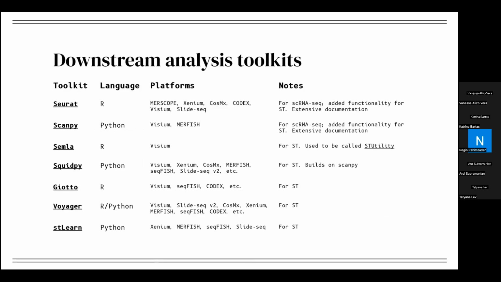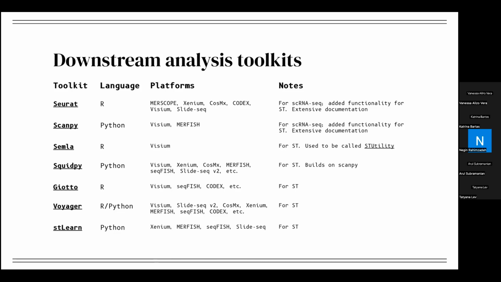So here are some toolkits that are currently available. The first two you've probably heard of if you have ever done single-cell RNA sequencing analysis. These are Seurat and ScanPy. They were originally made for single-cell RNA sequencing, but they've recently added functionality for spatial transcriptomics. The benefit of these two toolkits is that they have extensive documentation, so they're pretty beginner friendly, I would say. I use Seurat, and I consider myself a beginner, but I feel like it's been pretty straightforward for me to analyze all of this spatial data, just using their standard pipeline.